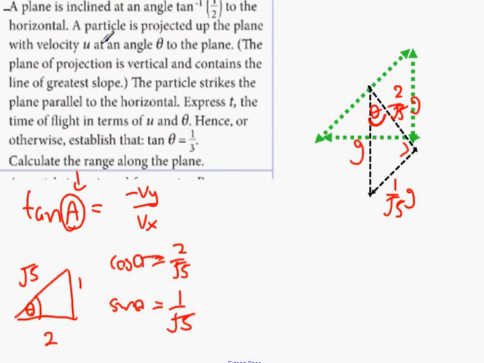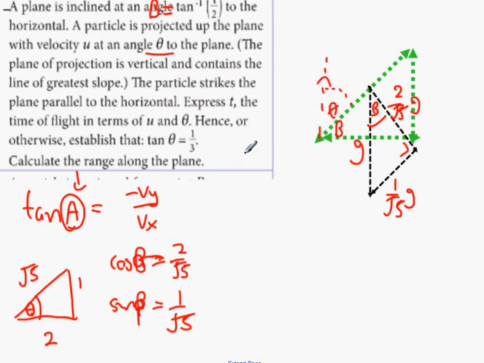Projected up the plane, velocity u, angle theta. Now, sorry guys, one thing. The angle theta is not actually my plane angle. My plane angle is this angle here, what I call beta. So technically speaking, I was actually talking about beta there, because that's beta, and that's beta. It's still cos beta and sine beta. However, it's projected up the plane with an angle theta.